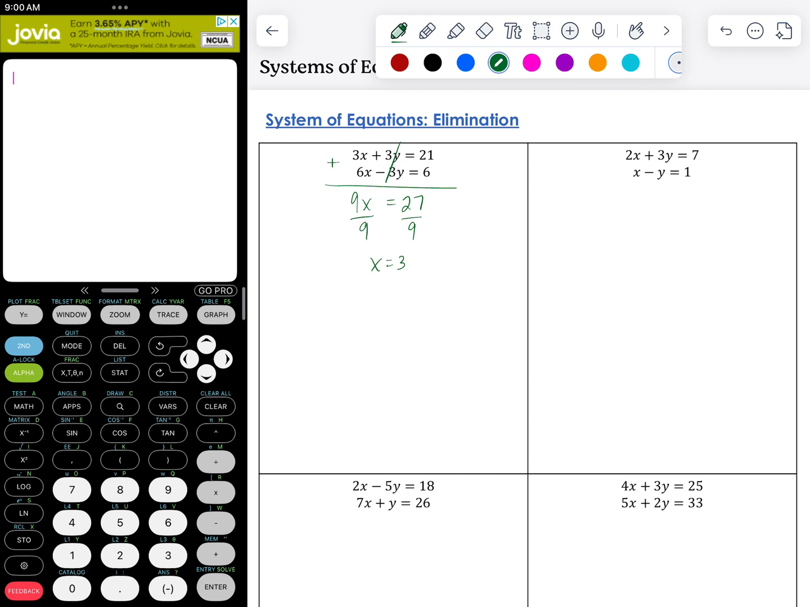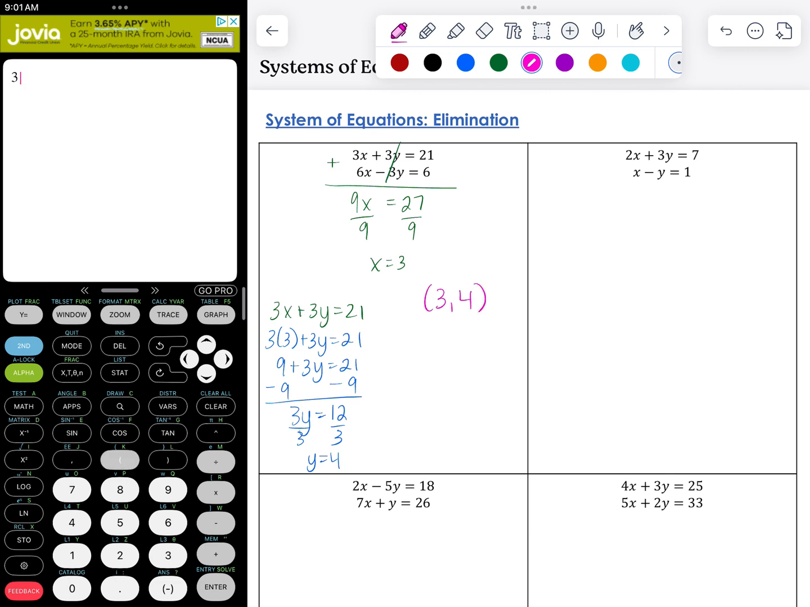Now you could take either equation, which they both seem to be about the same amount of work, rewrite the equation. I'm going to replace my x value, copy everything else down, and solve. So I've got 9 plus 3y equals 21. I subtract 9. I've got 3y is equal to 12. Divide both sides by 3, and y is equal to 4. So now I've got my two values. I've got an x of 3 and a y of 4.